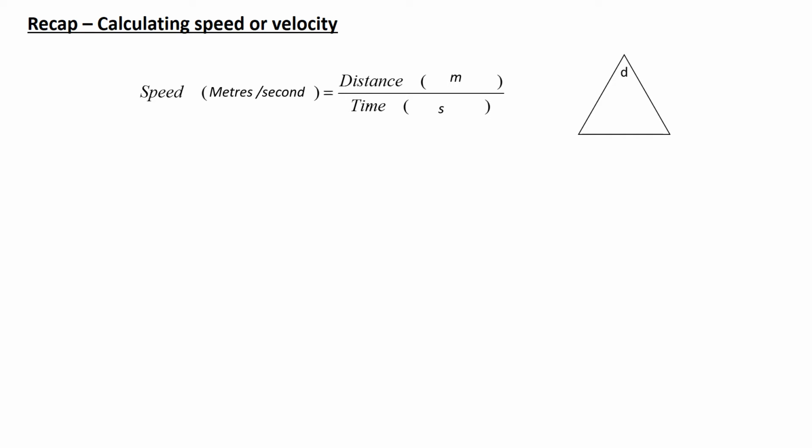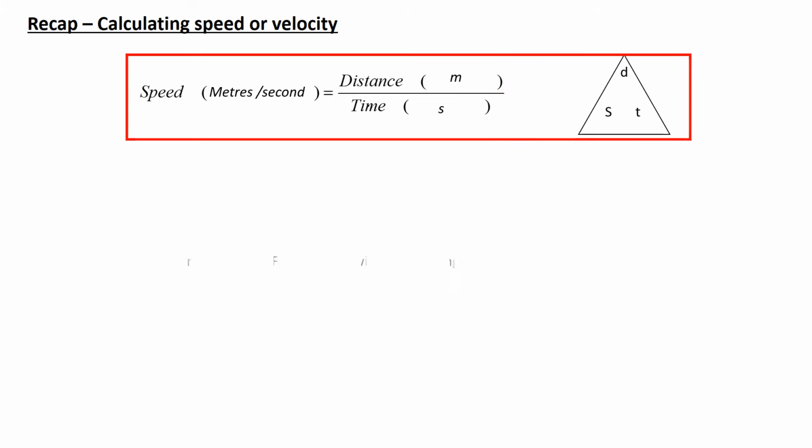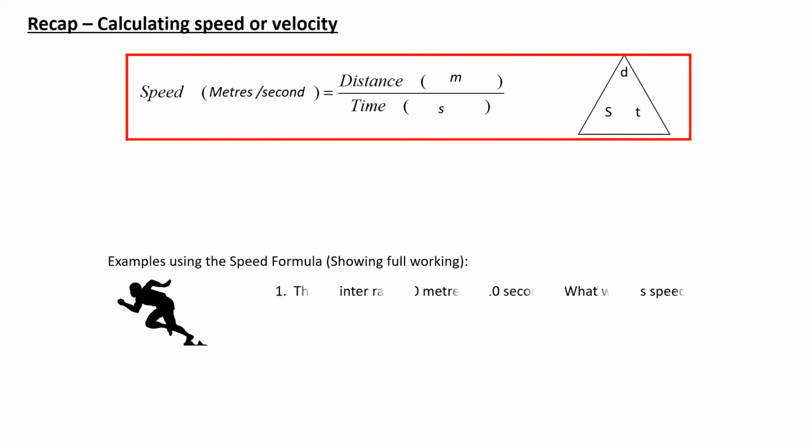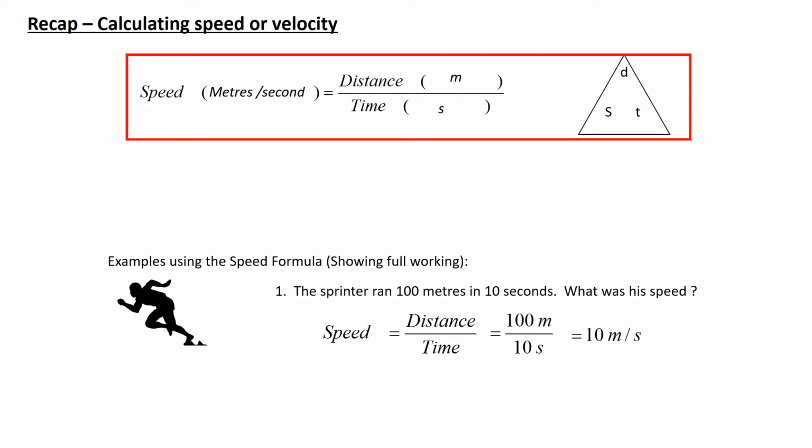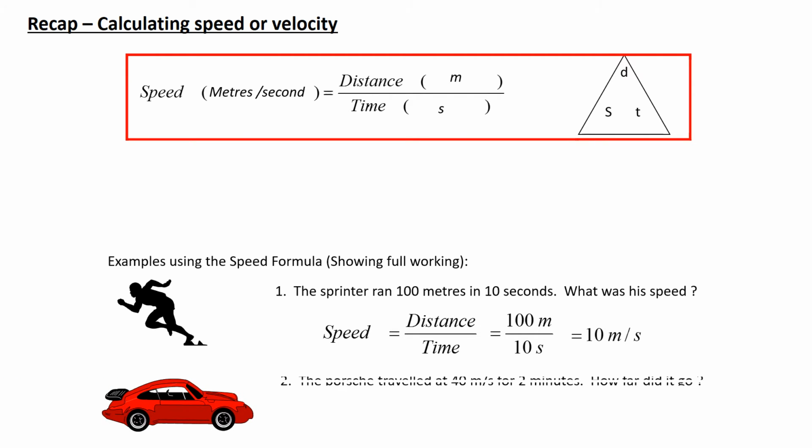So, calculating speed and velocity. Speed is measured in meters per second, which is distance over time, or speed times time, depending which way around you make it. Have a go at calculating the following answer. So 100 meters divided by 10 gives me 10 meters per second.